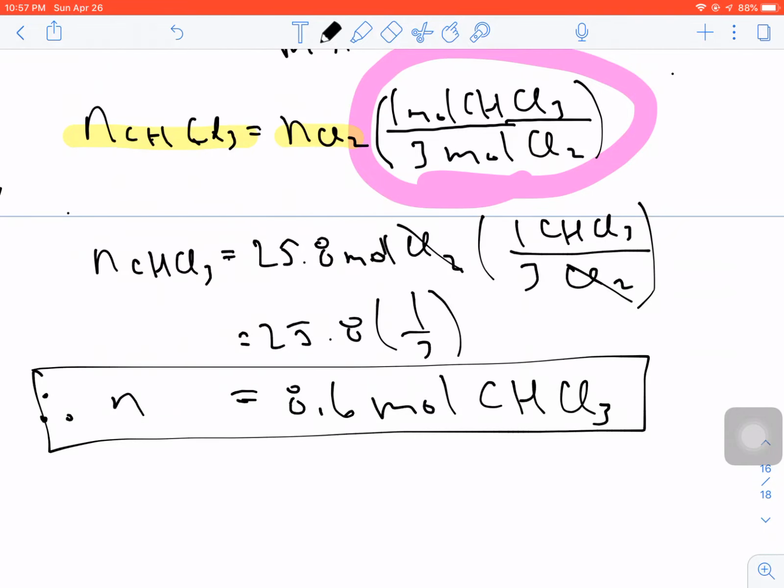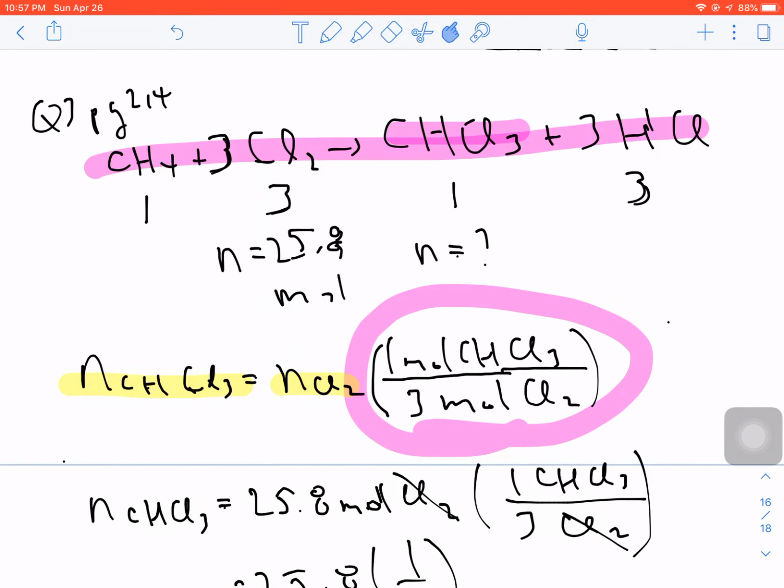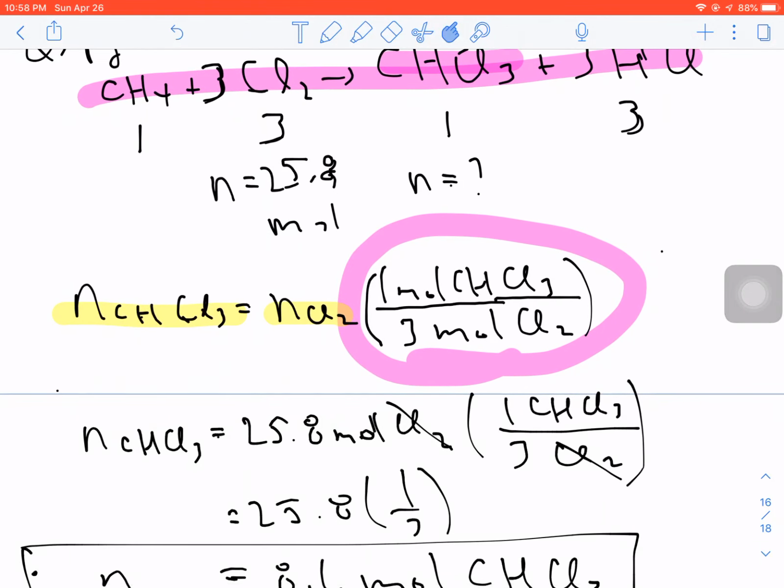All right, so what I've done is I've taken my balanced equation to come up with a mole ratio, right? My mole ratio comes from here. I've taken the numbers of moles from the question and my unknown number of moles from the question, and I've created a relationship between them so that the number of moles of chloroform here, which is my unknown, is equal to my known number of moles, which is the chlorine gas, times the 1 over 3, which is the mole ratio from the question.